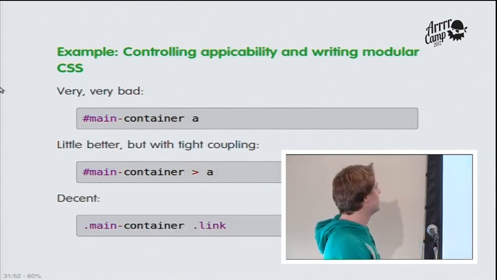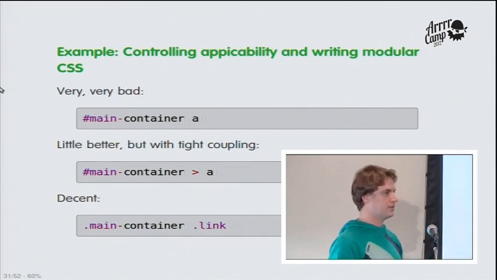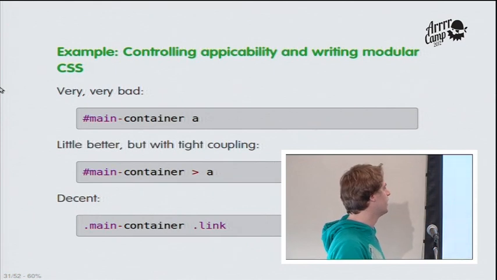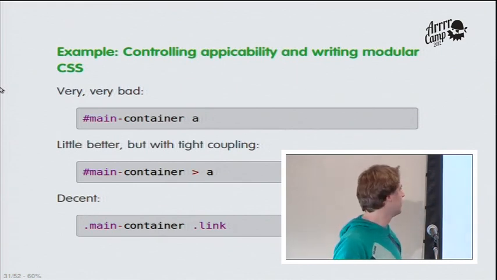Actually, a pretty decent way to do it is, now we're using all classes, so this is already much better. And we have an explicit class that we use for those links that we want to style in a certain way. So you see that link class somewhere in your markup, and you can immediately search for where is the CSS that is styling that link.